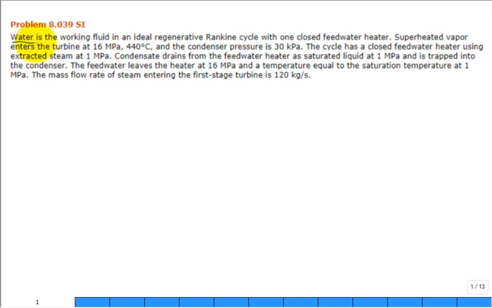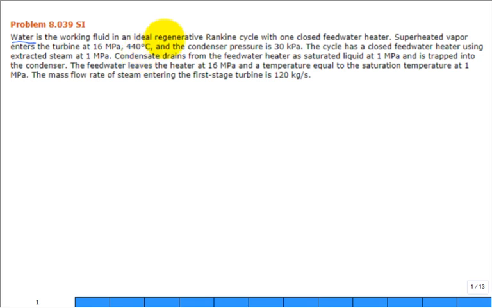Water is the working fluid. You can have an organic Rankine cycle, meaning that you use a fluid that has carbon in it, but most of the time, it's water as a working fluid. It's an ideal regenerative Rankine cycle. Ideal meaning that it's a reversible turbine, reversible pump. Reversible expansion through the turbines as well as the pump.